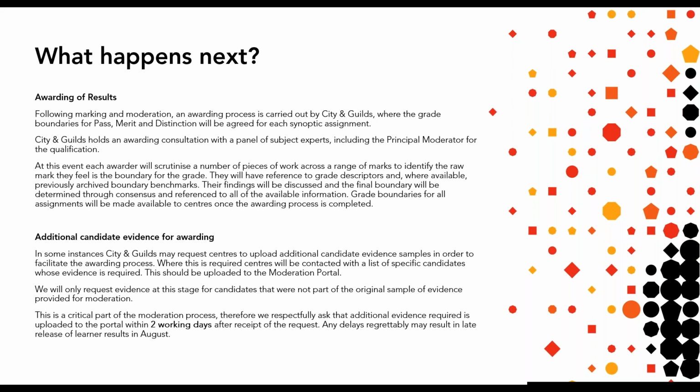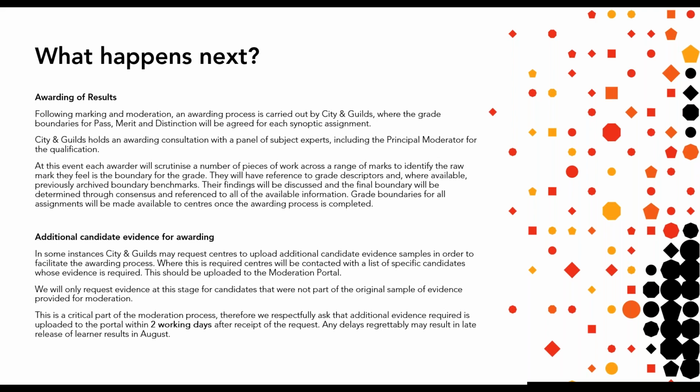So what we do is we hold an awarding consultation with a panel of subject experts, and that's the principal moderator for the qualification, plus assessment colleagues within City and Guilds, and they look at a number of different pieces of work across a range of marks to identify the raw mark that they feel is the boundary for the grade. And this is just a reminder that we do not know at this stage where the pass boundary is, where the distinction boundary is, or the merit boundary.